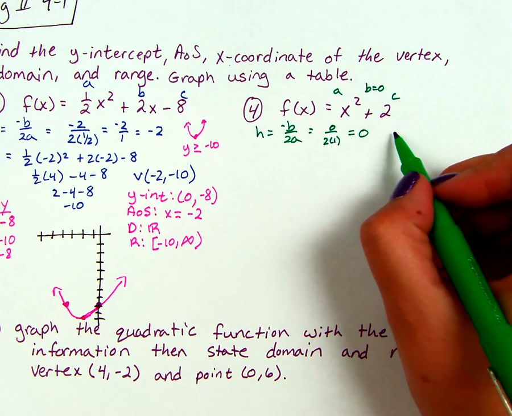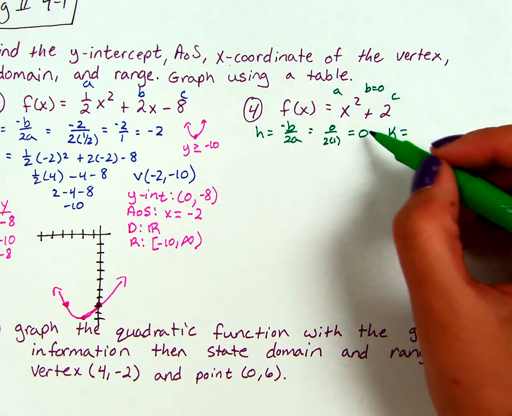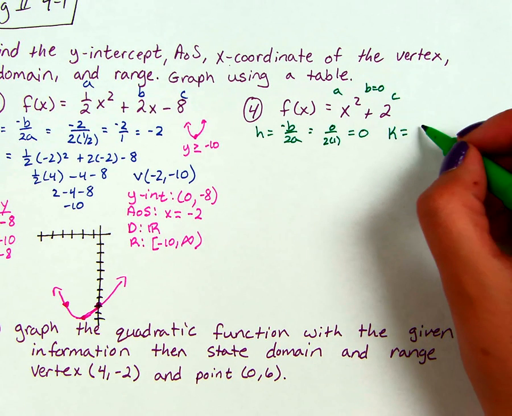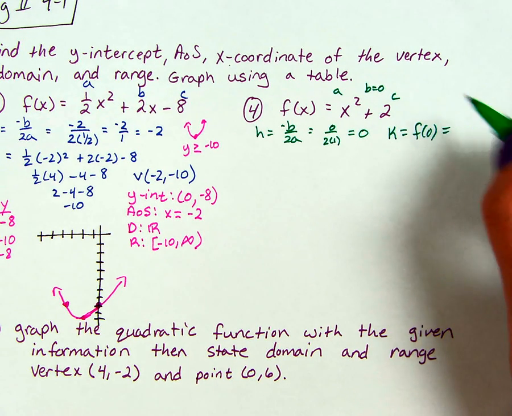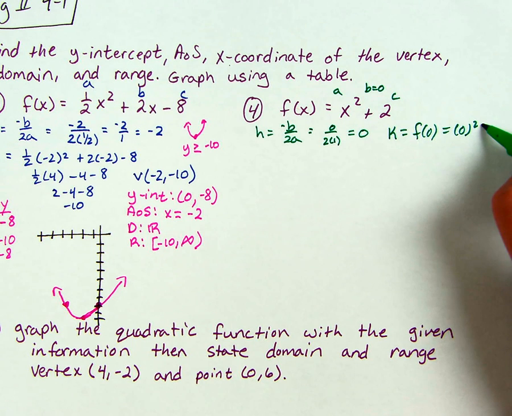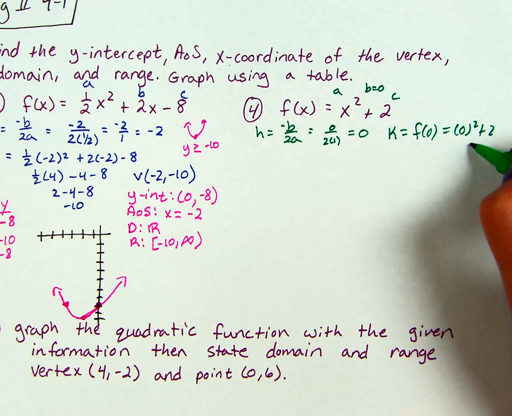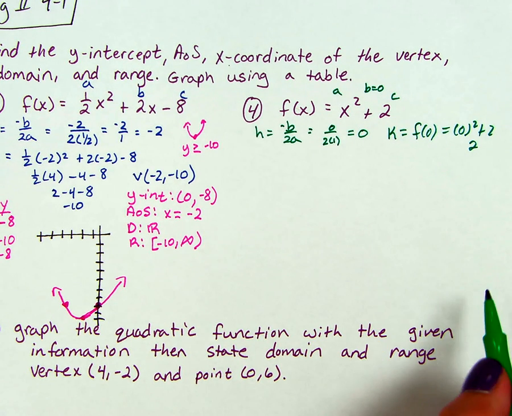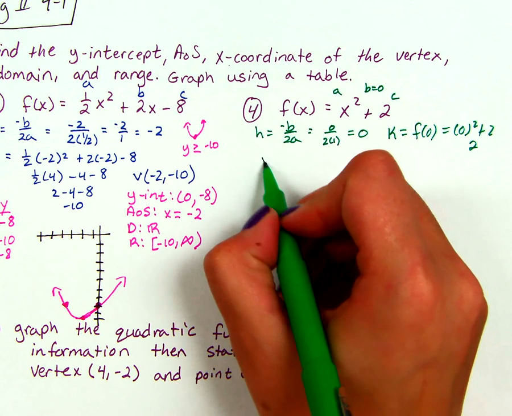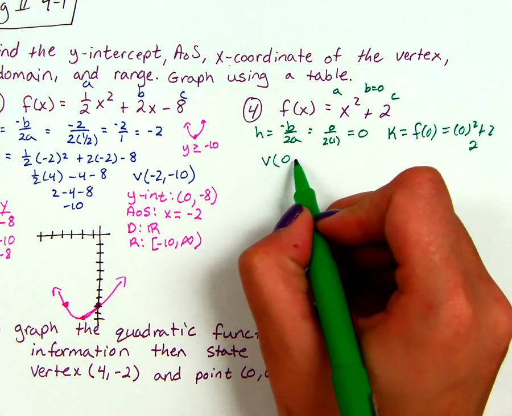And then to find k, we're substituting 0 in for the x and then simplifying. So we're doing f of 0. So 0 squared plus 2 is going to simplify to be 2. So that means that our vertex is (0, 2).